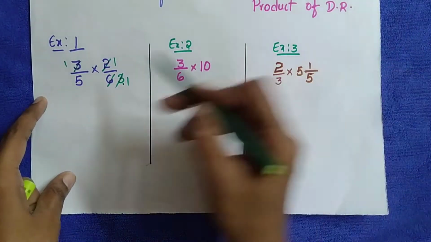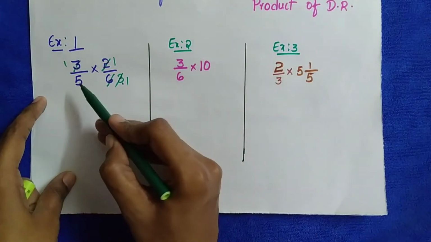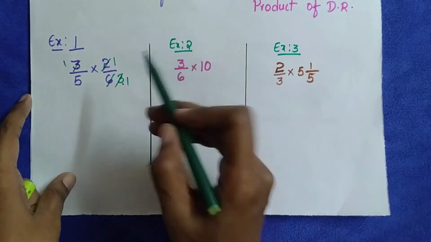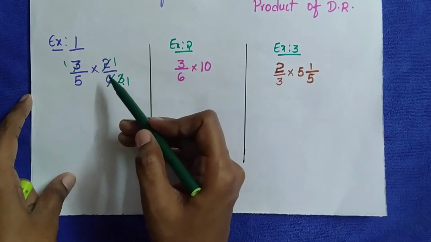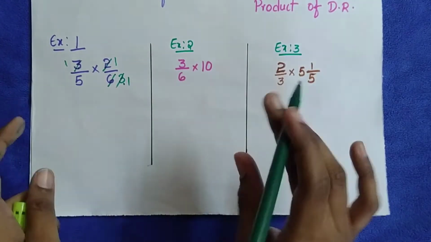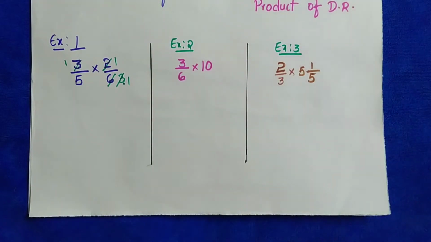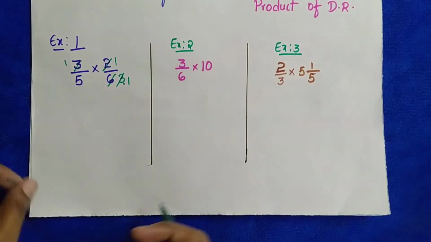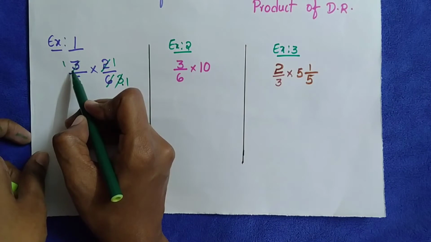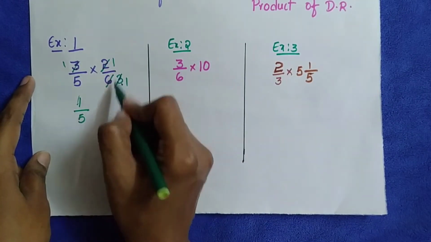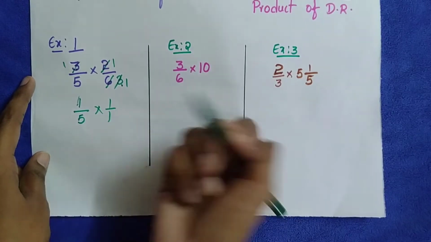Very easy, right? Again, check this crisscross. 5 and 1. Is there any common factor for 5 and 1? Only 1. 1 ones are 1, 5 ones are 5. Again, we will get the same number. So, leave it. Now, cancellation is done. There are no more factors to cancel in this. So, now write what numbers are left over. What are the numbers left over here? 1 by 5 into 1 by 1.